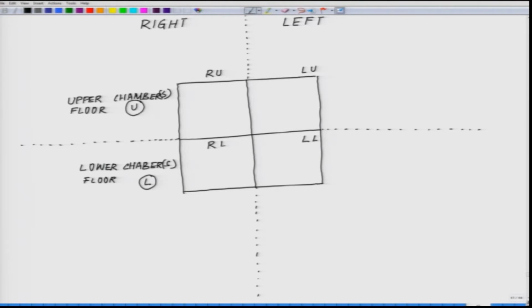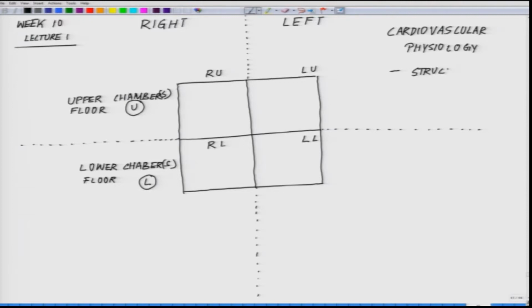Just before I forget, this is our week 10, lecture 1, on cardiovascular physiology. And here we are talking about the structure and function of the heart.